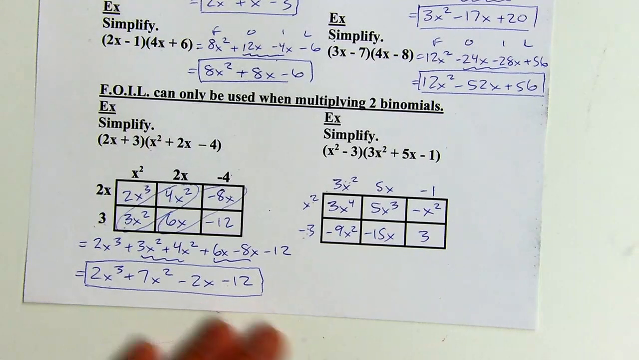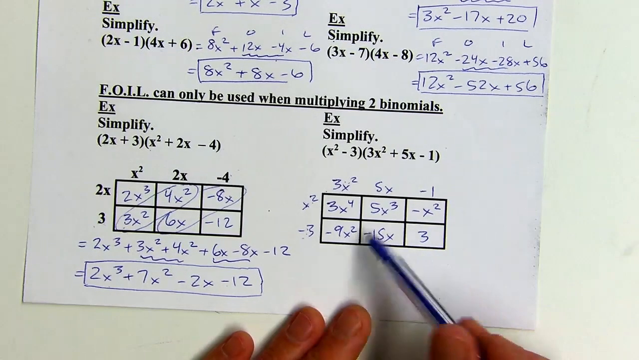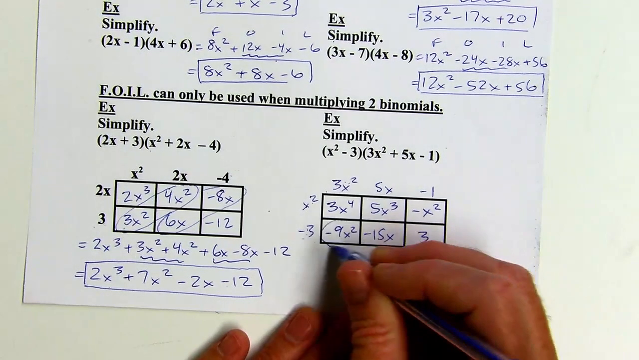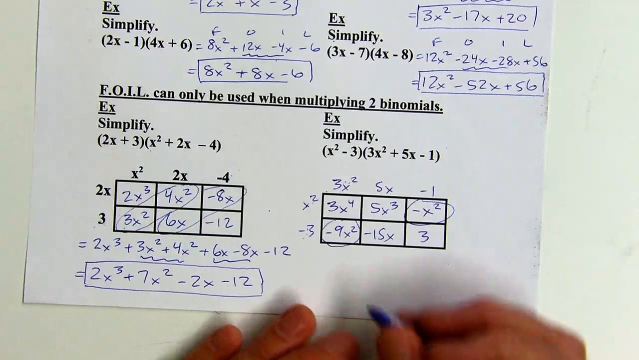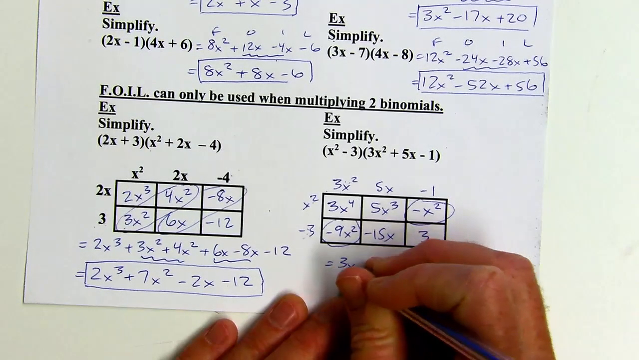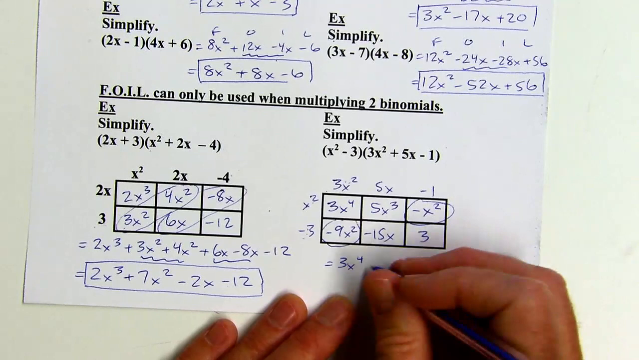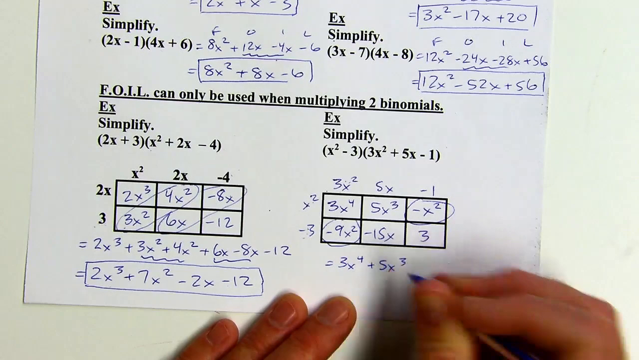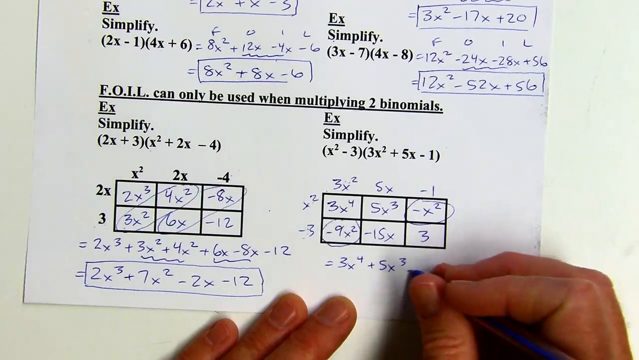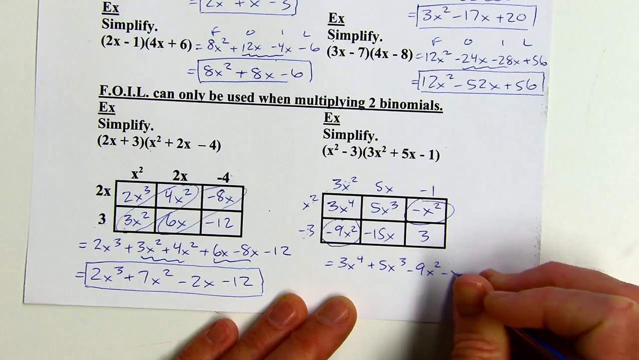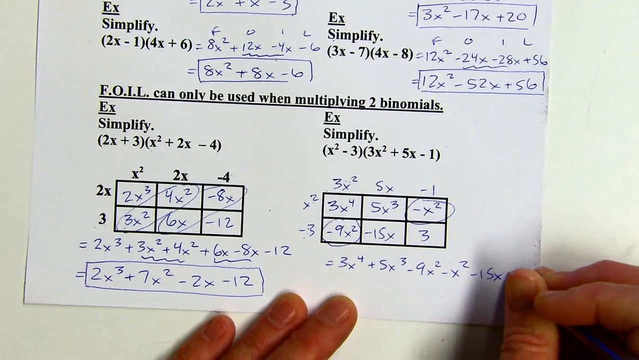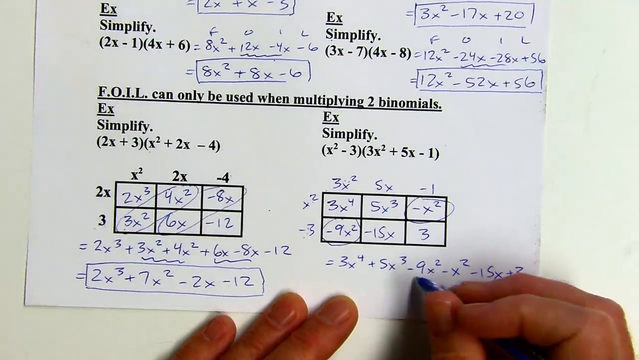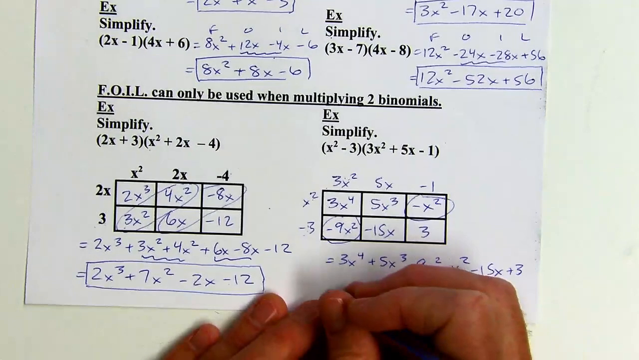Okay, now looking at this, I'm just scanning all these terms. I've only got 2 terms here that are like terms. Those 2, right? That's the only ones I see, okay? So I've got the 3x to the fourth. Let me put my x to the third term next, just putting them in order as I go. Then I get the negative 9x squared and a negative 1x squared, minus 15x, plus 3. Okay, and then I just need to combine those 2 and I'll be finished.